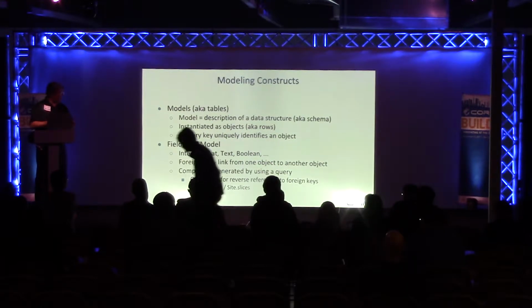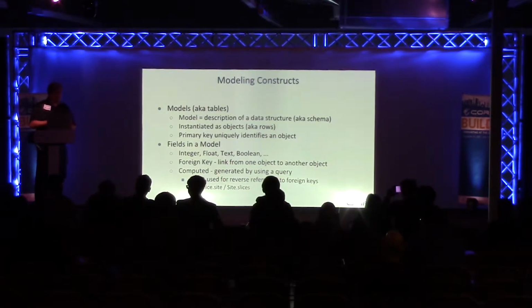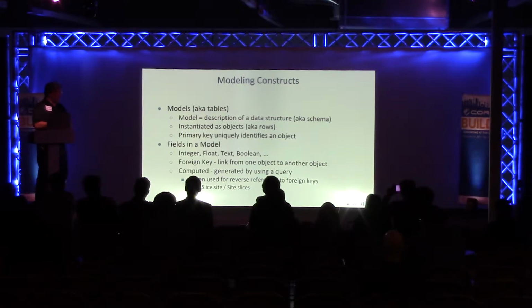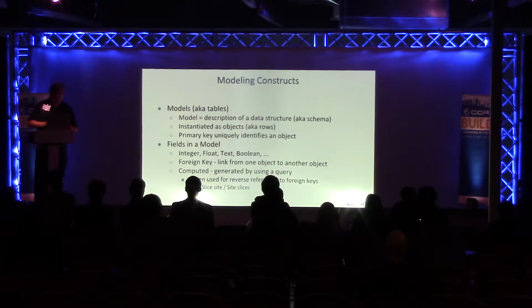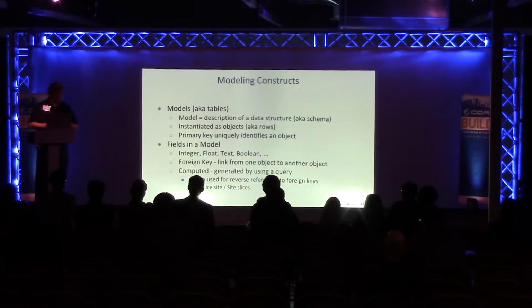So some of the constructs that we have in the XOS data model. So models are the key thing, and a model is a description of a data structure. You can think of a C struct as a form of a model in that it defines, for this data structure, what are the members of it. Models are instantiated as objects, so you go from a description of the data format to actually the data values stored in the database. And a primary key uniquely identifies each object, so we always have some handle that we can use to retrieve the data at a later time.